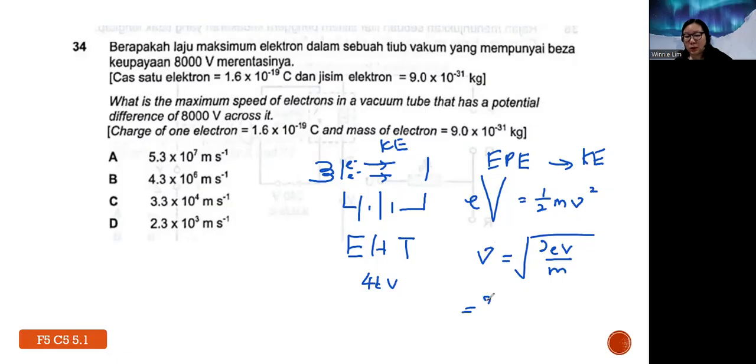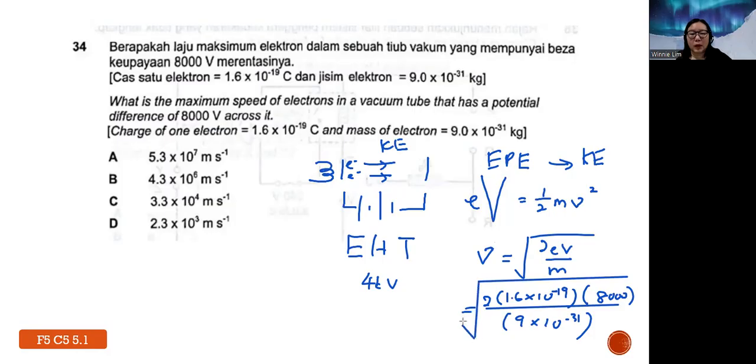You just substitute accordingly: 2 times the charge of 1 electron, then the voltage, which is 8,000, and then the mass, which is 9 times 10 to the power of negative 31. Put it in brackets every time you key it into the calculator. At the end, what do you all get when you press the calculator? You're supposed to get A as the answer, 5.33 times 10 to the power 7.